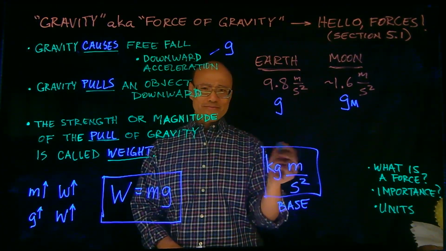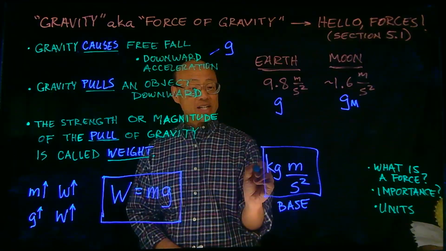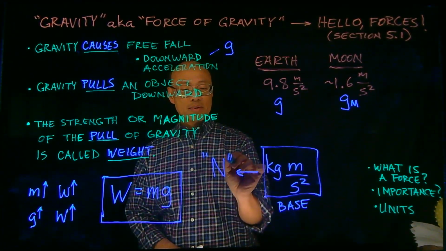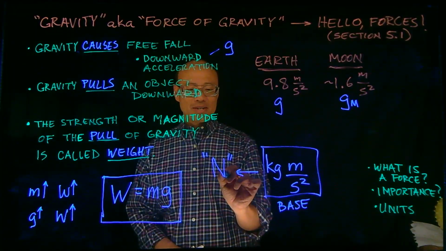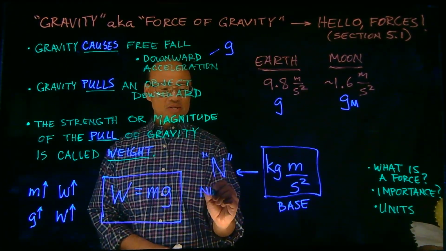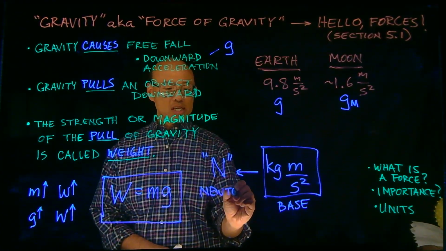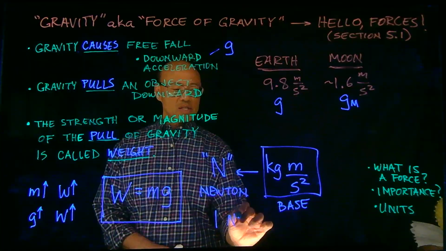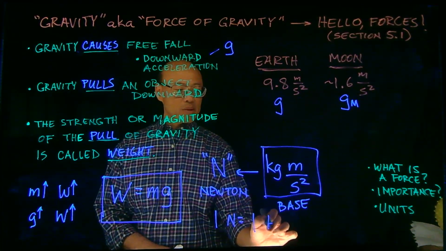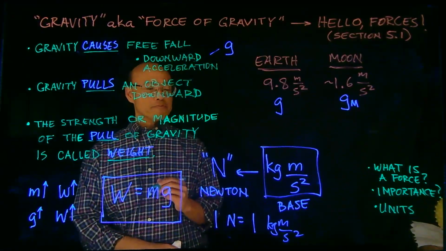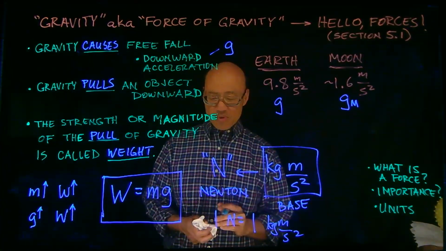We don't want to keep saying this over and over again, so we give it a nickname. The nickname, the symbol, is N. What's that stand for? That's the symbol for the Newton. So 1 Newton is equal to 1 kilogram meter per second squared. Okay? Those are the units. All right, we're almost done.